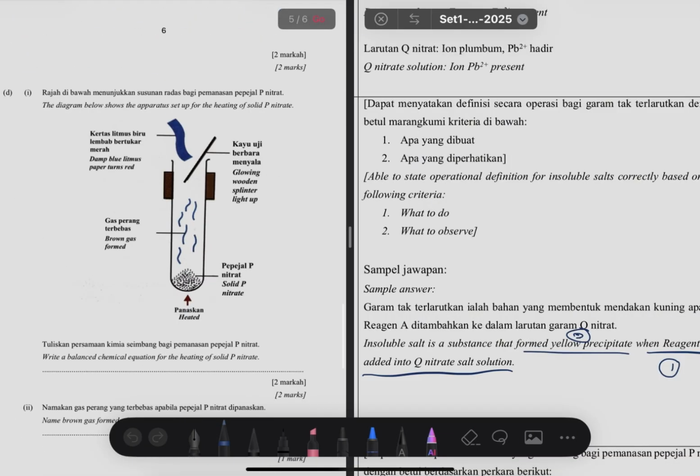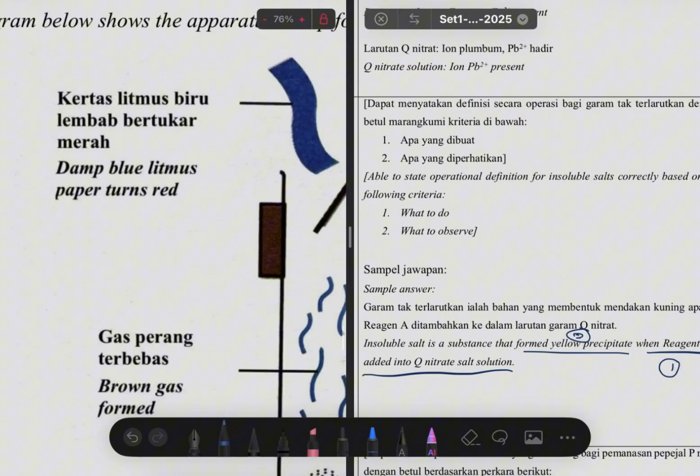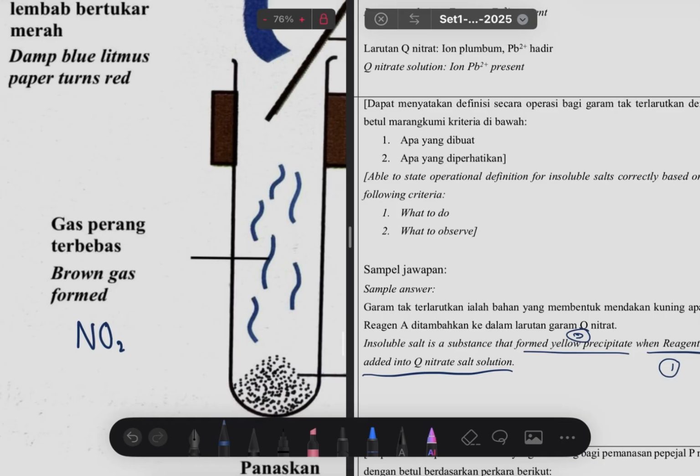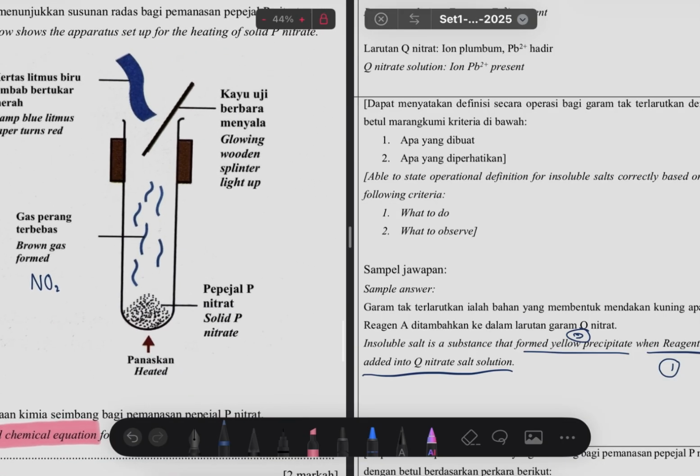Okay, next. So write a balanced chemical equation for the heating of solid P nitrate. Solid P nitrate. So this is solid P nitrate. Damp blue litmus paper turns red. Brown gas forms. So this is definitely NO2, nitrogen dioxide. Damp blue litmus paper turns red, and it also contains acidic properties. Glowing wooden splinter lights up.